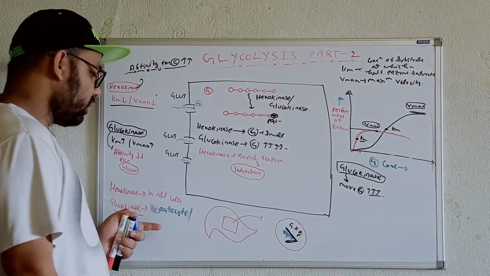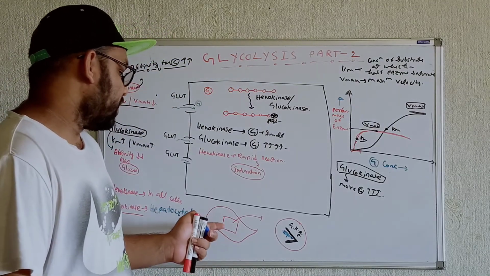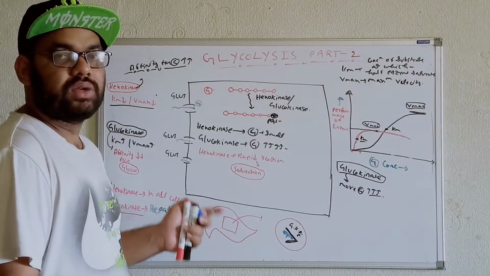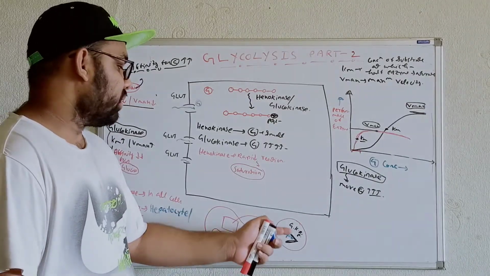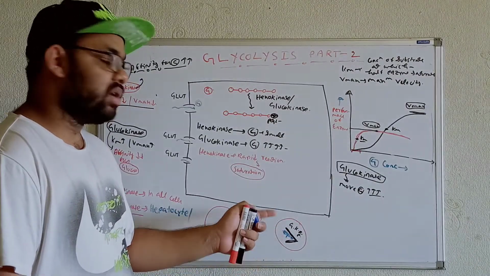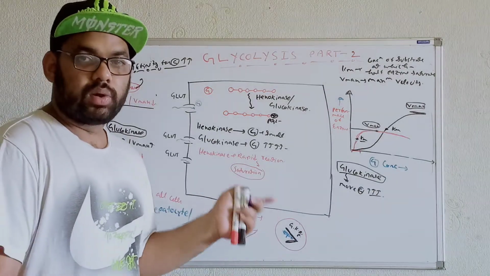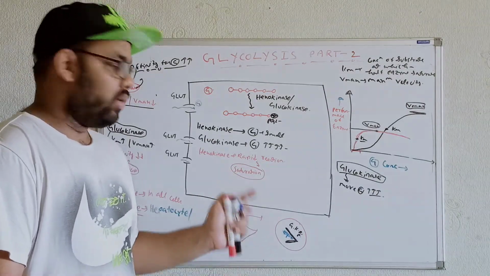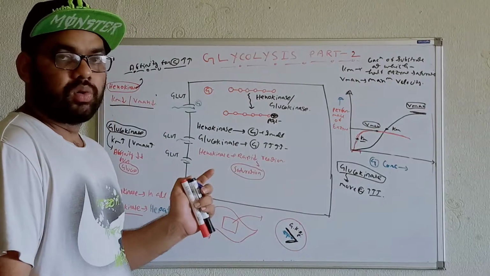So where will we see the glucokinase? Within the hepatocyte, within the nucleus of the hepatocyte, we get a protein that is known as the glucokinase regulator protein. Within it, we will see the presence of the glucokinase enzyme.